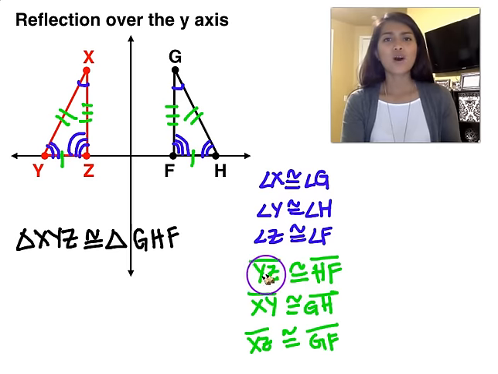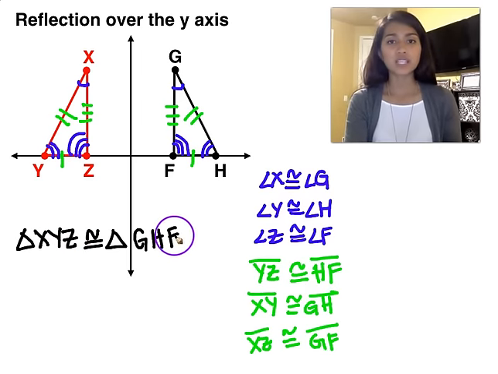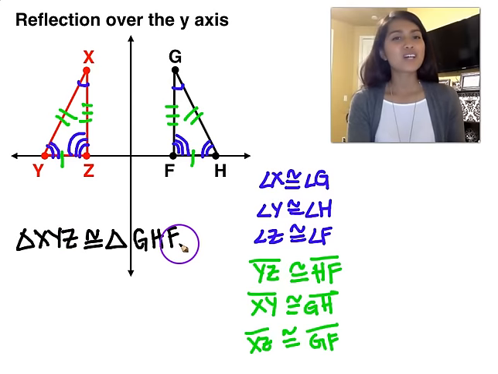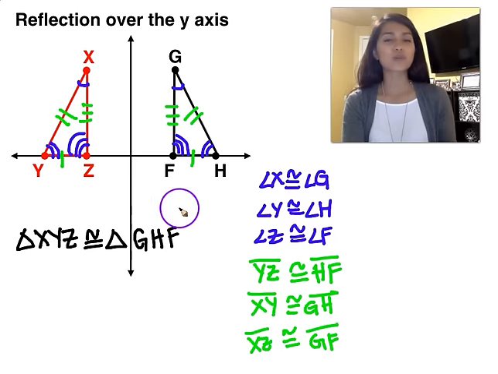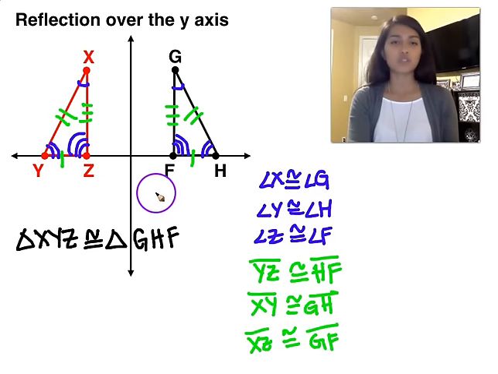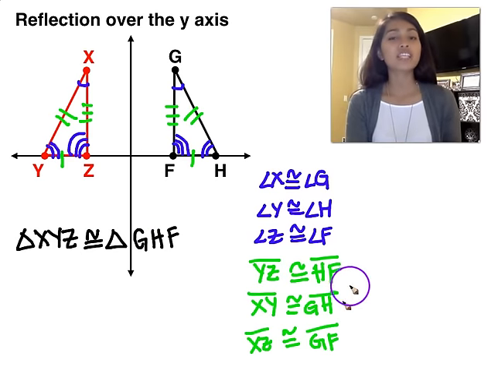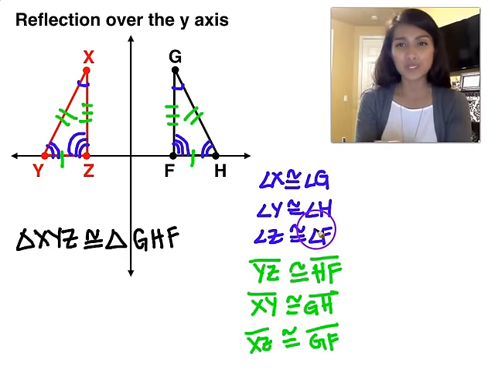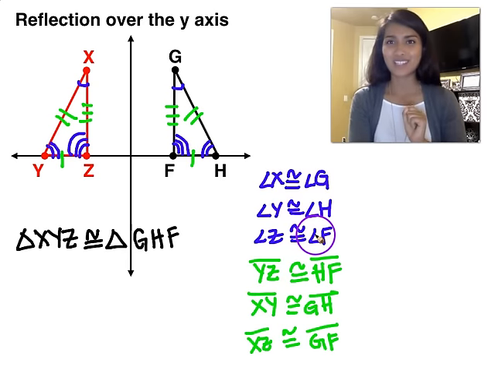Same thing here. YZ, so second and third letter, is congruent to the second and third letter, HF. XY, first and second, is congruent to the first and second. Here, XZ, so first and last, is congruent to first and last. So notice, now that I know a congruent statement, I don't even need a picture anymore. I can just go ahead and give my congruent statement and then figure out which corresponding angles are congruent and which corresponding sides are congruent.